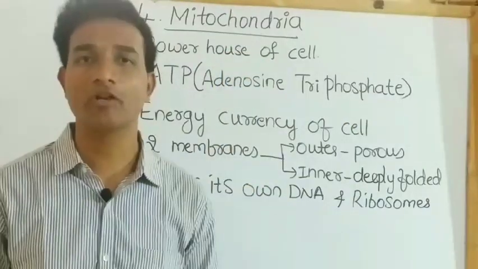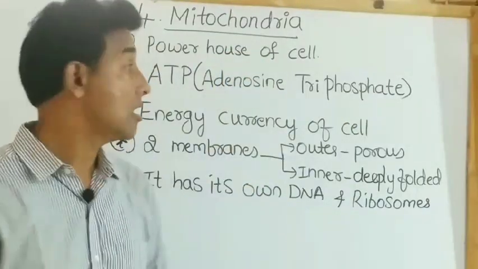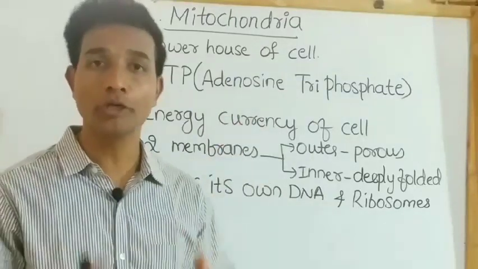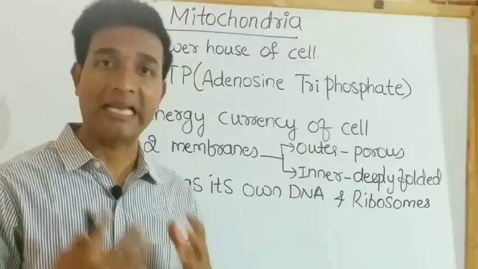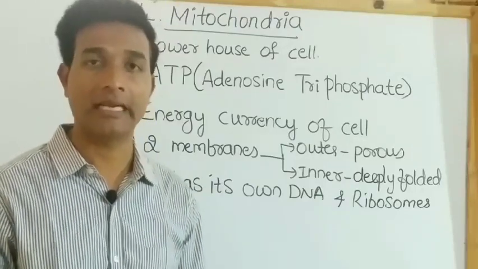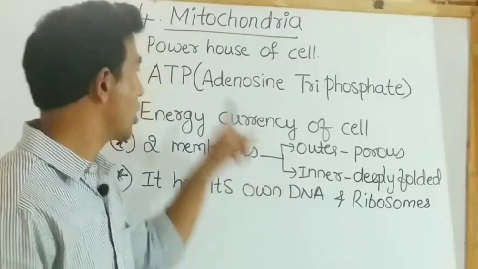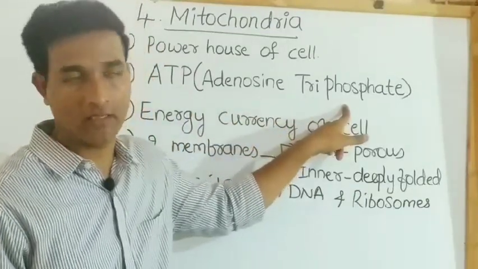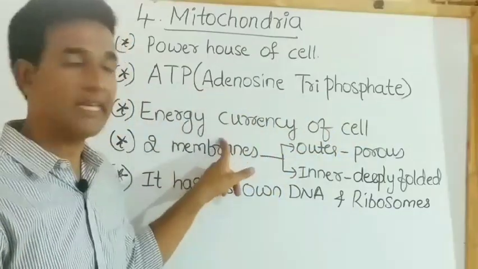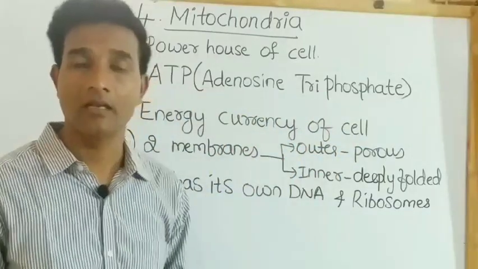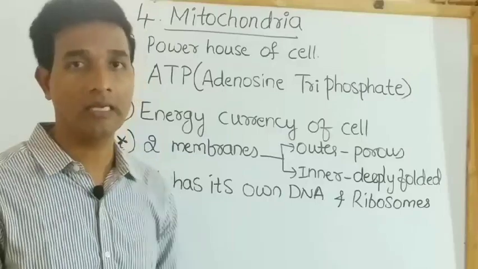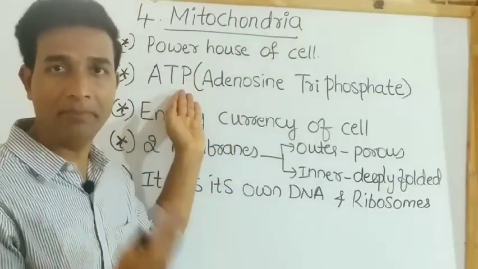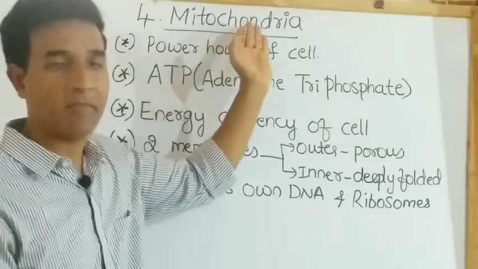Mitochondria is commonly called the powerhouse of the cell because the mitochondria has a capacity to produce or generate the energy currency of a cell, that is ATP. So ATP stands for adenosine triphosphate. ATP is the energy currency of the cell. So if the cell has to do work, then it requires energy in the form of ATP, and that is produced by mitochondria.